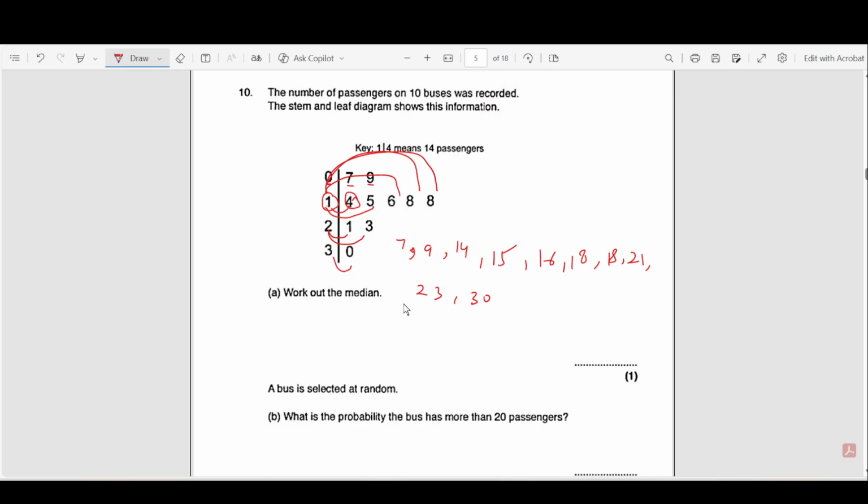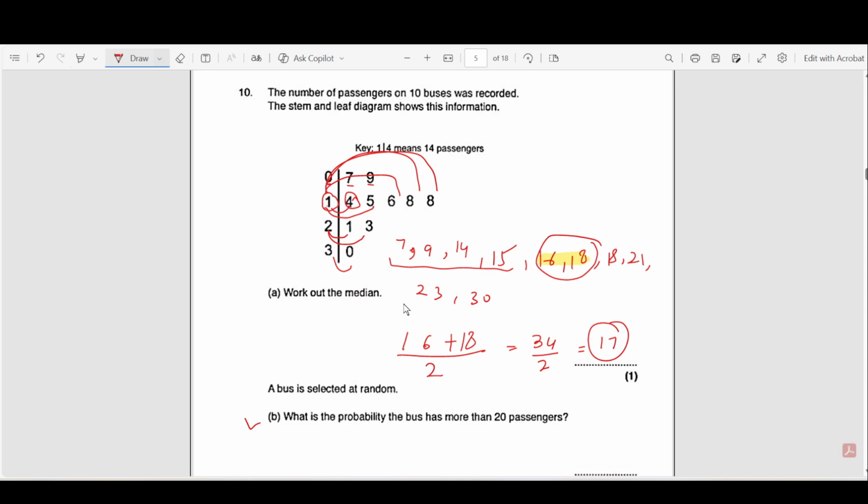Now we need to find the median. Median means basically we need to find the middle term. If you count these terms, there are two middle terms, right? 16 and 18. Left side we have 4 digits, right side we have 4 digits. So these two are the middle term. There is no single middle term, right? So when you have two middle terms, just add them and divide it by 2. So 16 plus 18 is 34. If you divide it by 2, the answer is going to be 17. So 17 is the median. Okay. So the median is 17 passengers.